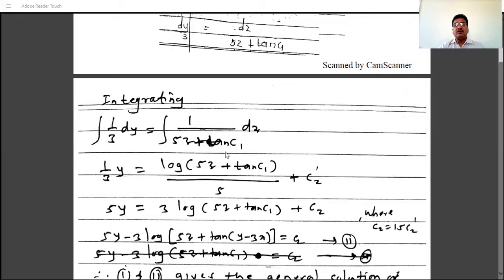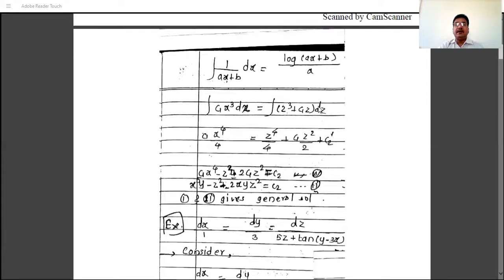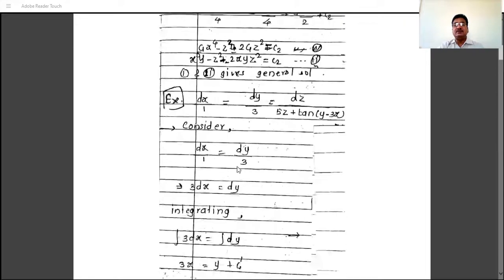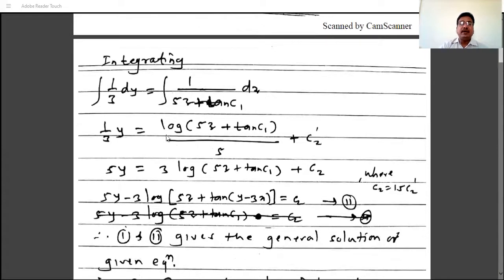So integrating both sides: the integral of (1/3) dy, and the integral of 1/(5z + tan c1) dz. Here tan c1 is a constant quantity and 5z is the variable, so this is of the form 1/(ax + b). The integral of 1/(ax + b) with respect to x is log(ax + b)/a, where a and b are constants and x is the variable. In 1/(5z + tan c1), a is 5, z is the variable, and tan c1 is b. By that rule, the integral is log(5z + tan c1)/5 plus c2 dash.